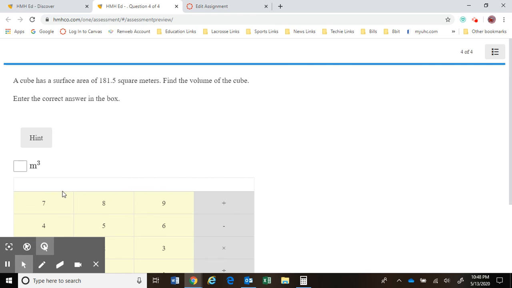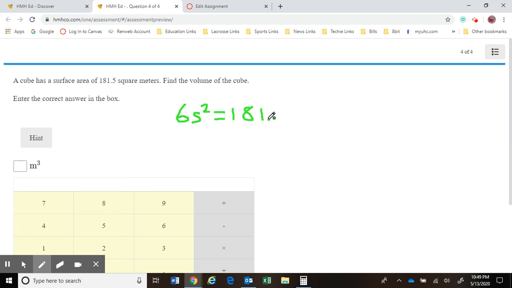Okay. All right. So a cube has a surface area of 181.5 square meters. Again, we've done this problem before. We would have done it in 11 fours. So we know that 6 times the side squared equals my surface area. So that, of course, equals 181.5. All right. And we know that side cubed equals the volume. So we're just going to treat this like an algebraic problem. We're going to divide both sides by 6.